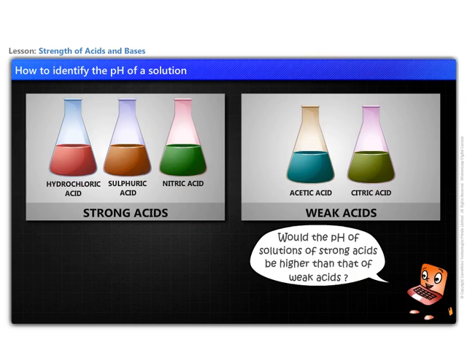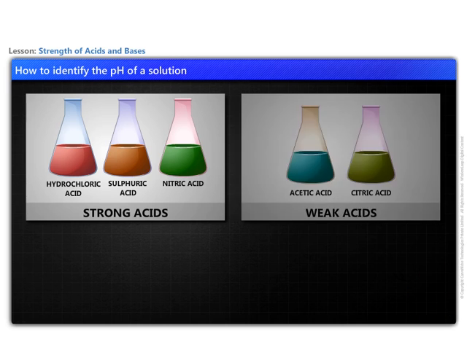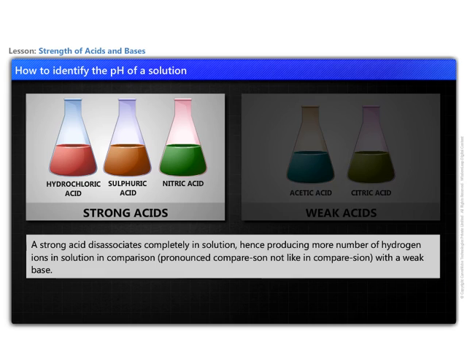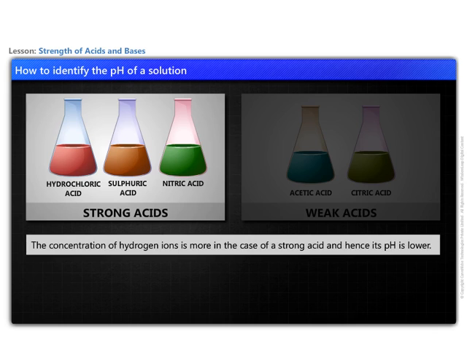Would the pH of solutions of strong acids be higher than that of weak acids? A strong acid dissociates completely in solution, hence producing more hydrogen ions in solution in comparison with a weak acid. The concentration of hydrogen ions is more in the case of a strong acid, and hence its pH is lower.